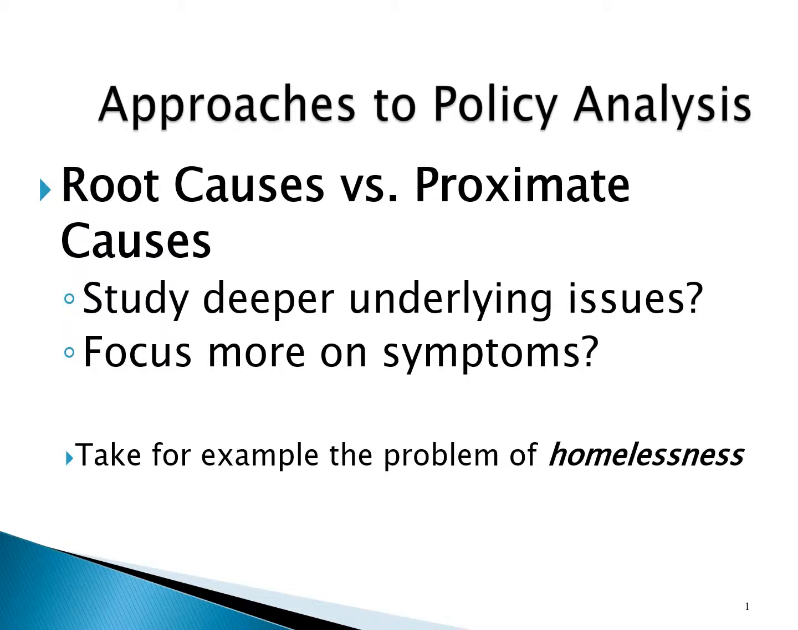Take, for example, the problem of homelessness. What are the root causes of homelessness? And further, what are the proximate causes of homelessness? The proximate cause might be something at the surface level, something easy to see, like they've lost a job. The root causes might be something deeper and harder to address, stuff like mental health issues. Ultimately, policies addressing homelessness will be radically different depending if you decide to go after the root or the proximate causes.